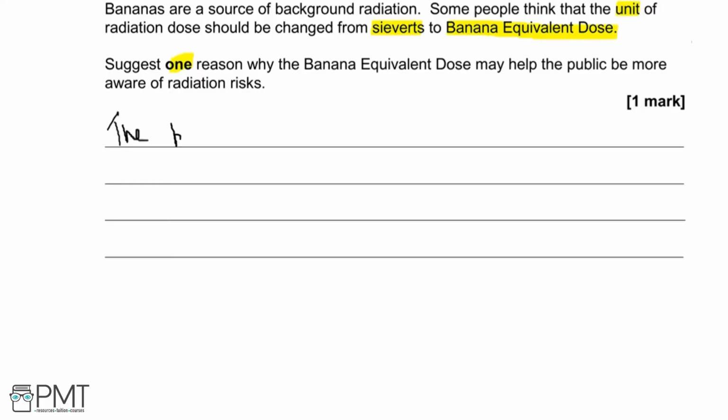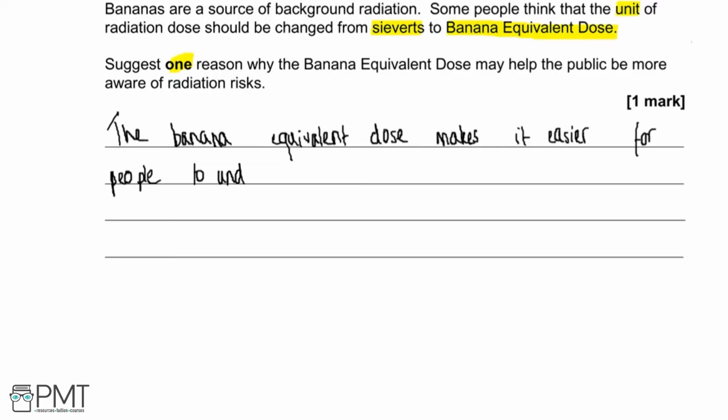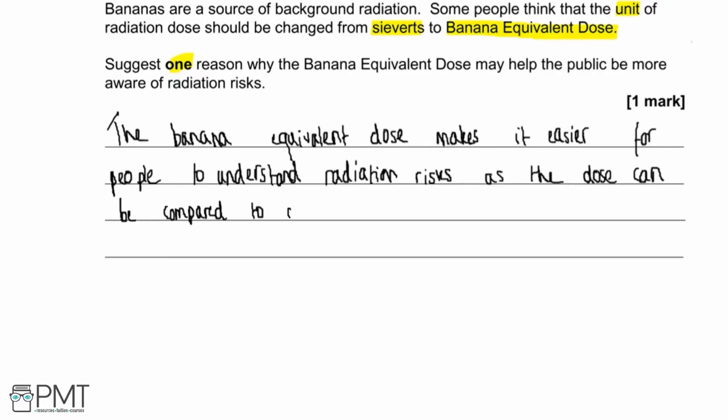And what we need to get at here is that the banana equivalent dose is much more relatable for people. It's a lot simpler to understand a radiation dose in terms of a banana, which is understandable and part of everyday life, in comparison to sieverts, which a lot of people wouldn't understand in context. So it's easier to compare the banana equivalent dose to something that people are aware of in everyday life, whereas sieverts is more difficult for people to understand.